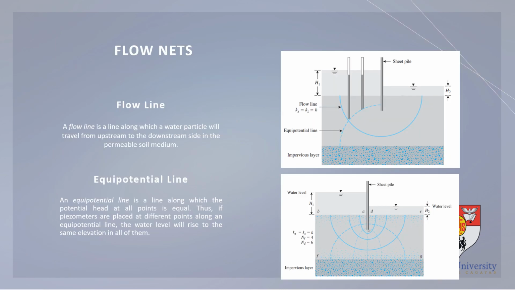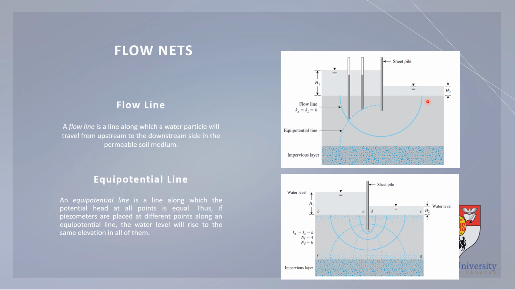So let us first define what is a flow line. A flow line is a line along which a water particle will travel from upstream to the downstream side in the permeable soil medium. So basically, that is a line which our water will travel from the upstream to the downstream. So this is the flow line. This is what a flow line looks like. It is a connection between the upstream and the downstream side of our permeable soil layer.